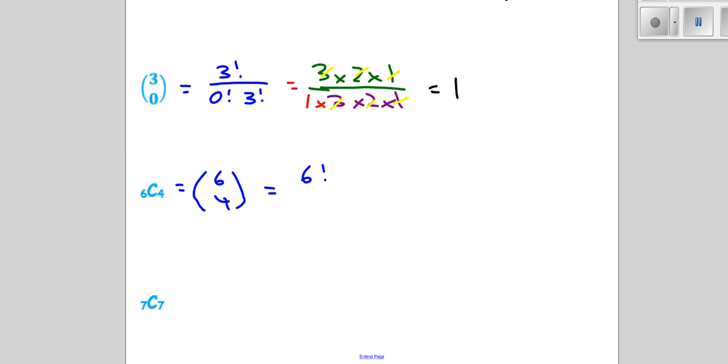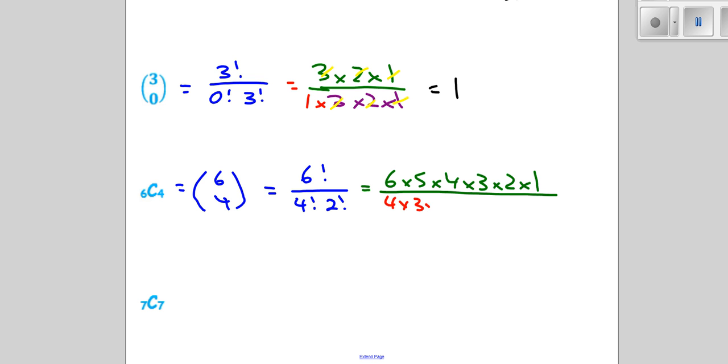4 factorial, 2 factorial. Yeah. 6 times 5 factorial, 2 times 1. Cancelled. 3, 4. And then you ended up with 6 times 5, which is 30. And then 2 times 1, did you end up with 15? I think so.